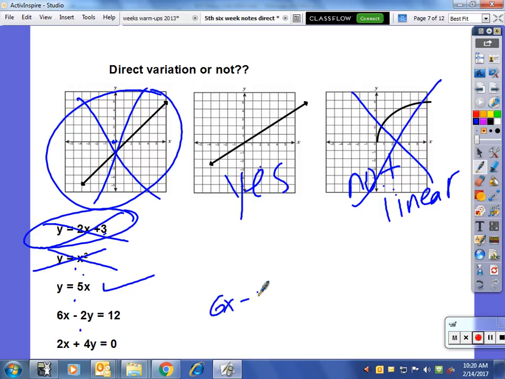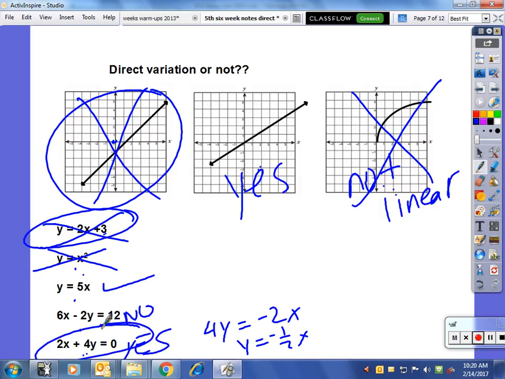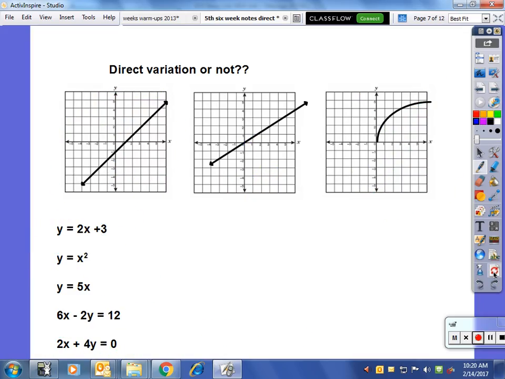What about this? Well, I really can't tell because it's in standard form, but is it going to have a y-intercept? Yeah, so this would be no. What about this one, though? That one is, because look what happens when I put it in slope-intercept form. 4y equals negative 2x, y equals negative 1/2 x. The y-intercept is 0, so this is yes. So it has to be linear, has to have a y-intercept of 0. In other words, it has to go through the origin. Alright, so that's all I have for you for direct variation.